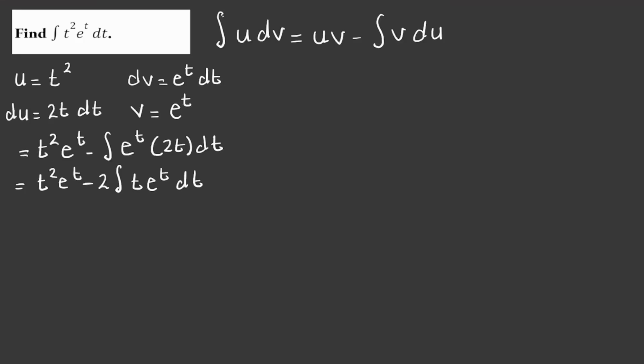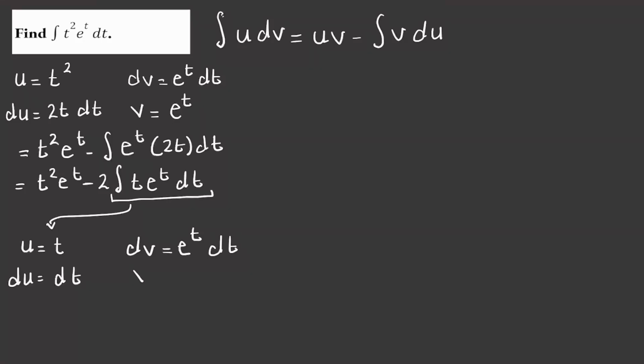t e^t. So here I still cannot integrate this integral right here because it's an unfamiliar integral, so I would have to apply the integration by parts again. So here I'm going to do some side work, and I'm going to set again u and dv. Here my u is going to be the function t, dv whatever is left inside the integral, which is e^t dt. So now du here is going to be dt, and v is going to be e to the t.